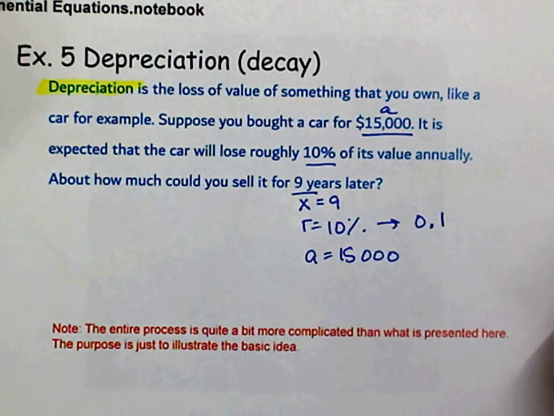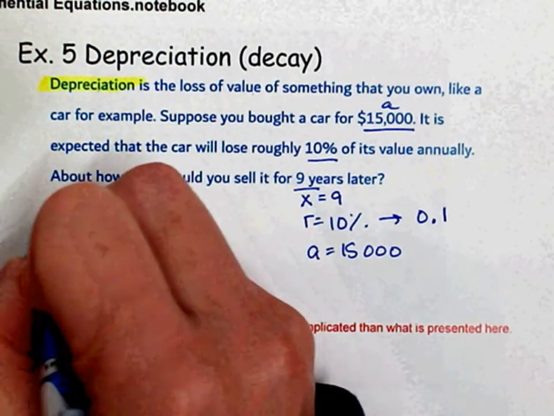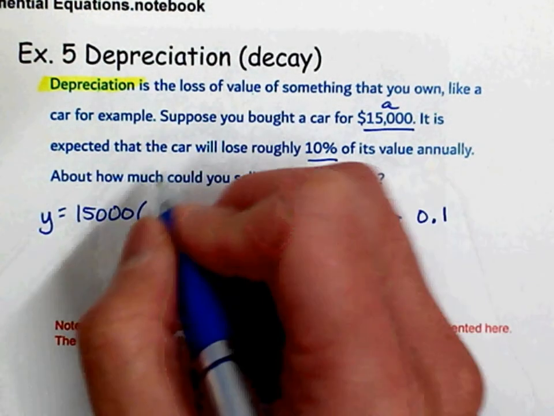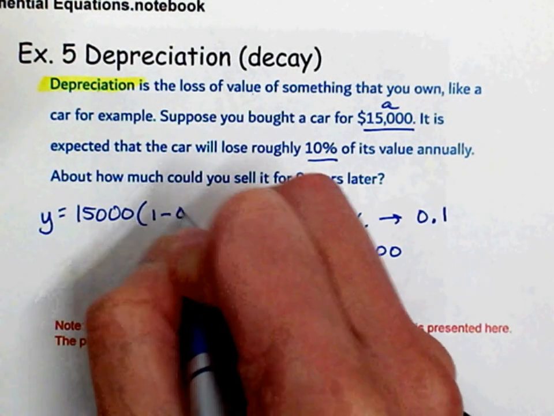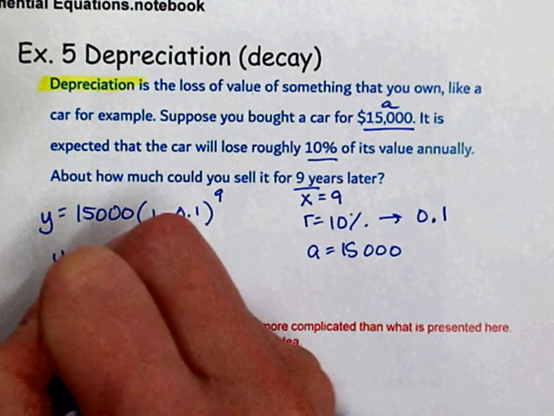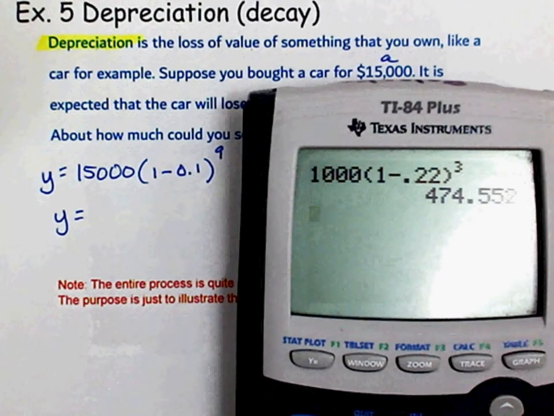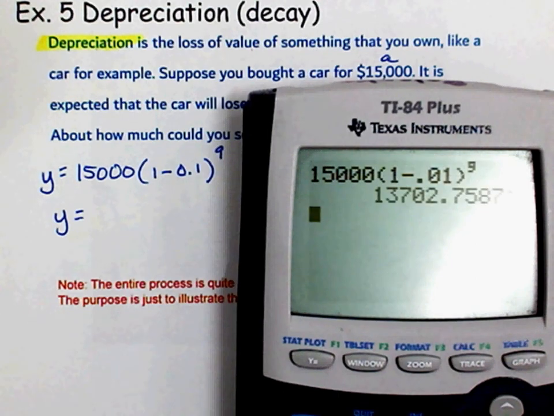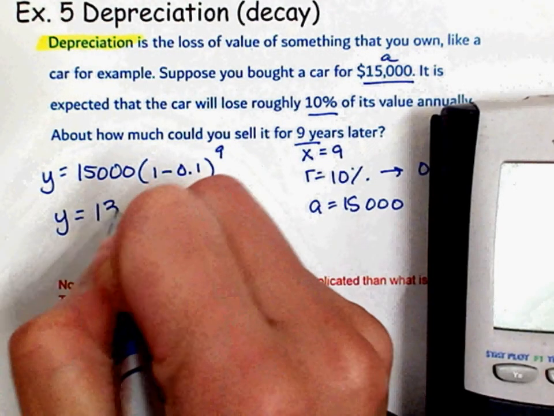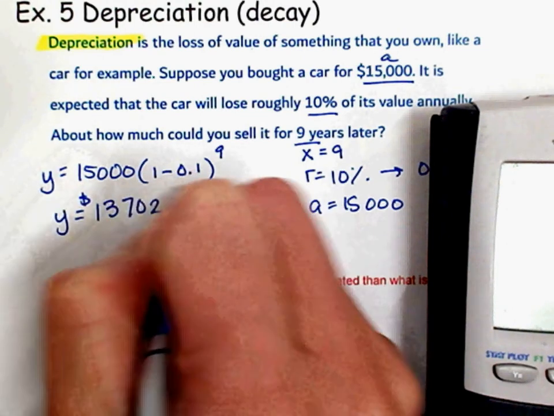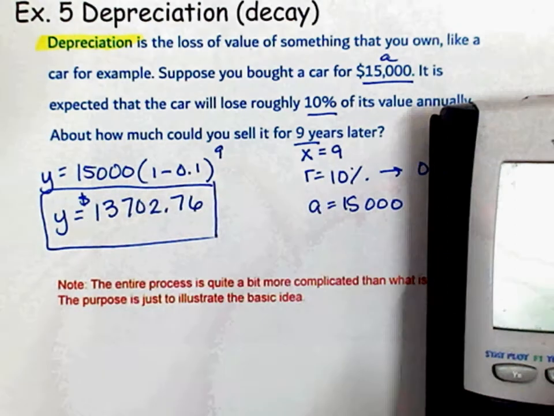So you have y equal 15,000. I'm losing, so 1 minus 0.1, or you can put 0.9 to the 9. So y equal, and here we go with our calculator again. 15,000, 1 minus 0.1, raised to the 9. You can sell that car for $13,702.76. And there you have depreciation, okay?